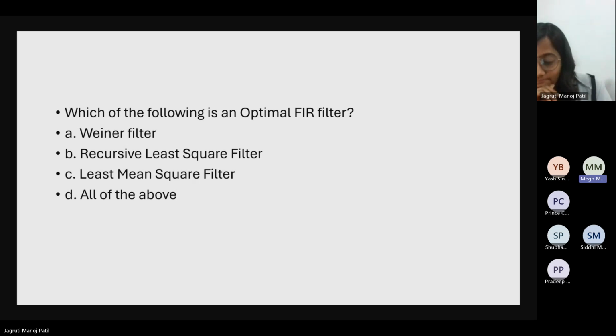Because optimal is for stationary, and options B and C, which are for adaptive filtering, are for non-stationary. That also works, but we saw something else. What actually is an FIR filter? That's a finite impulse response. It doesn't have feedback. But in these two least squares filters we had something we changed again and again. That was not there in the Wiener filter. Hence, it was very simple.